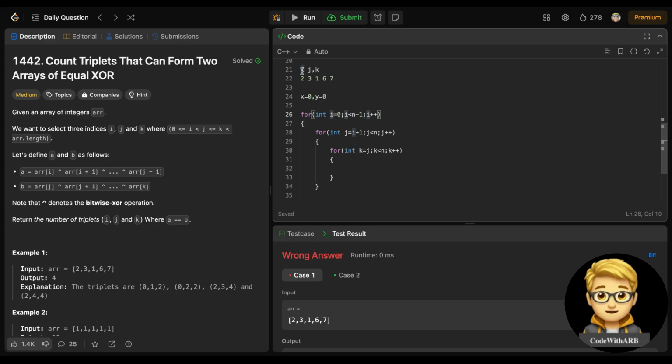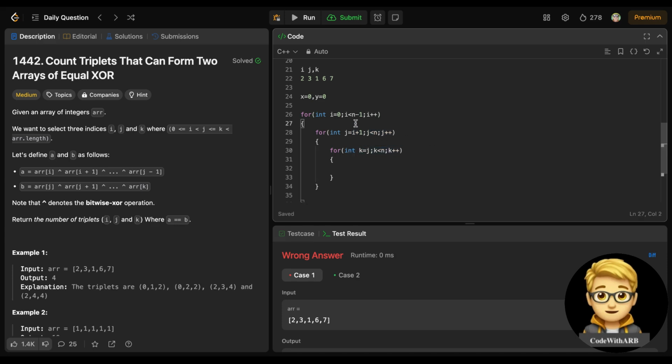This is the pointer i, from where it needs to start, and this j is the middle pointer. From i to j, and from j to k, this j is the middle pointer, and this is the last pointer. This is starting, this is the middle, and this is the last, right?